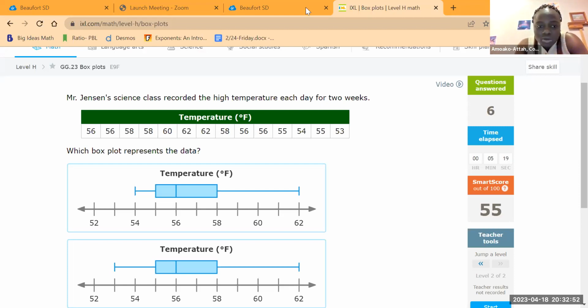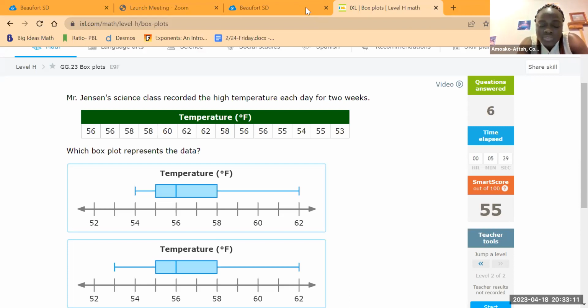Okay. So looking at a set of data, we have to reorder them because they are not in order. So we have to reorder them in ascending order. So what is the least number here?